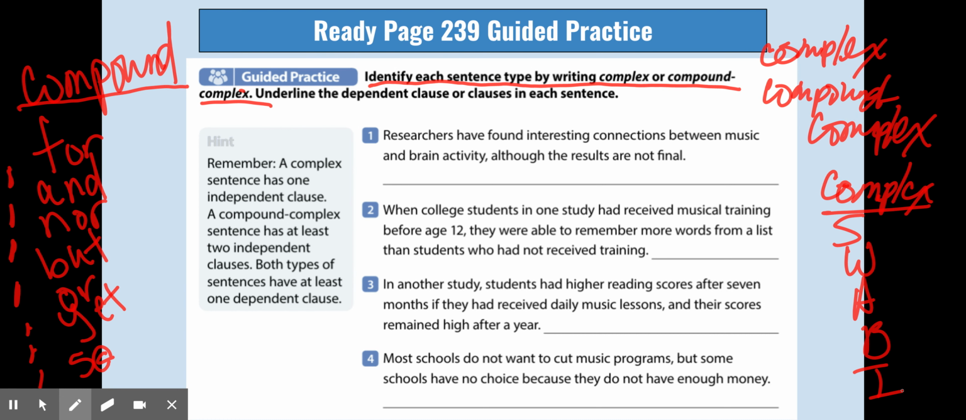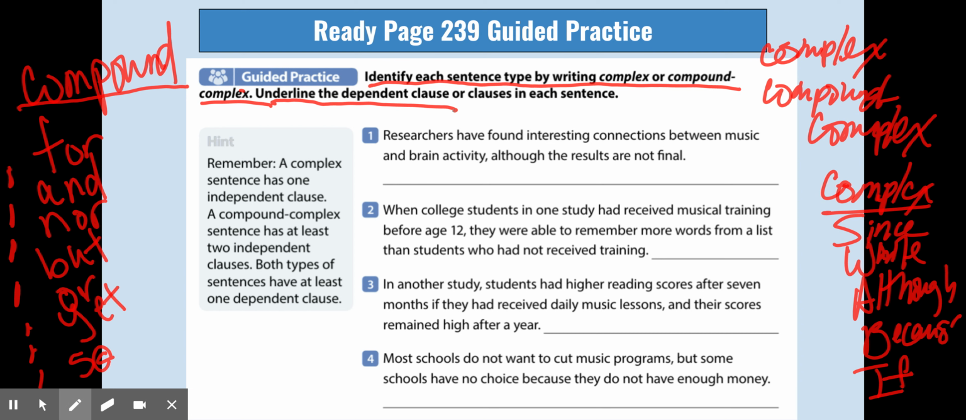Okay, and my favorite ones are since and because, although, if, and while is one of my favorites that I like to use. So anytime we see these in a sentence, we want to circle them. My instructions also want me to underline the dependent clause or clauses.